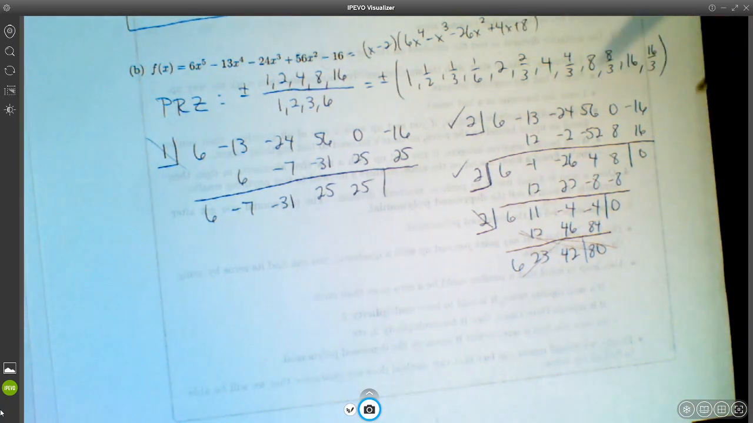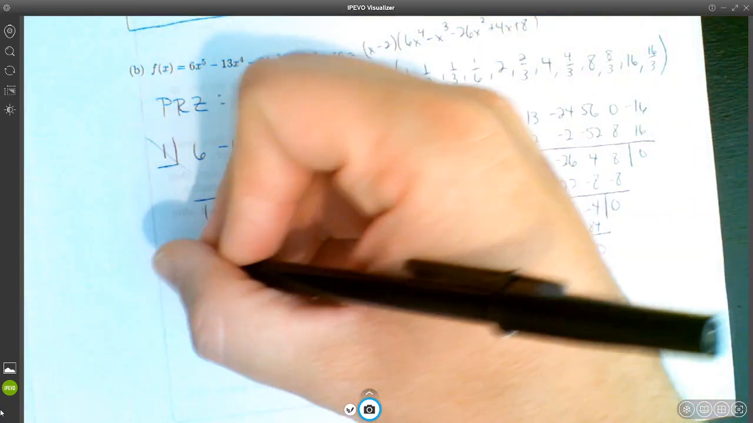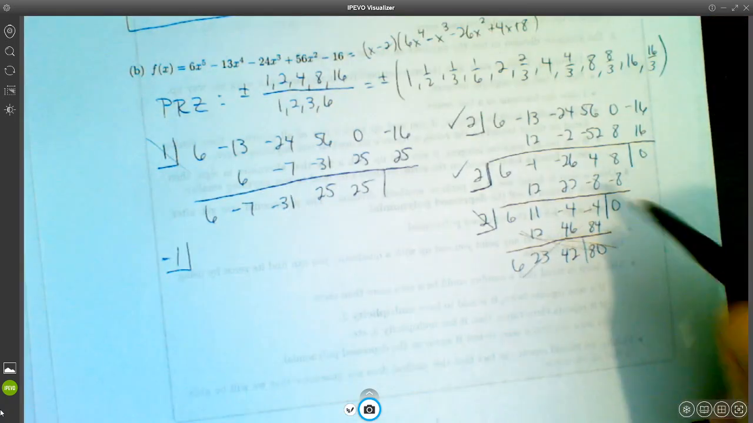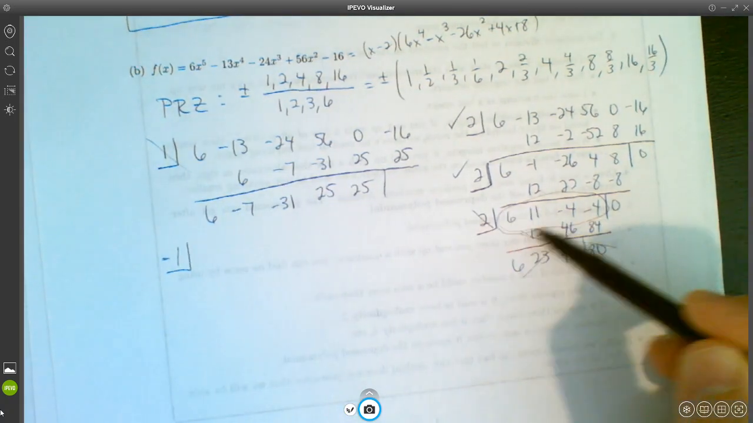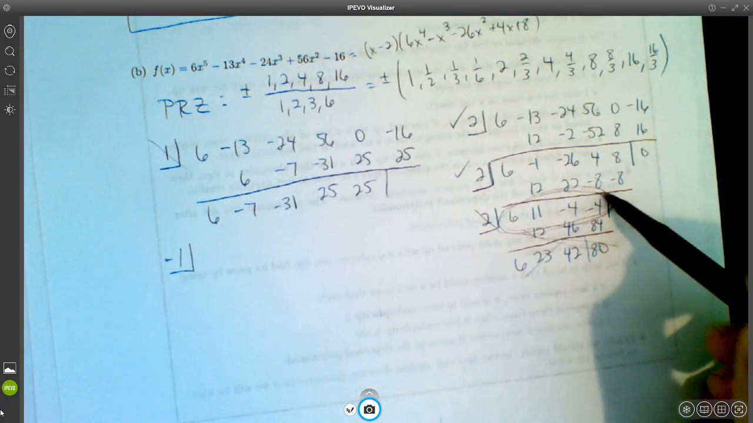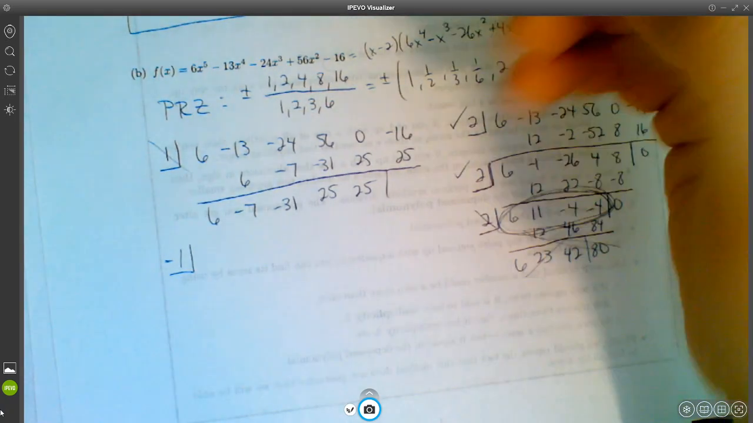So maybe I'll start testing some negative numbers. Maybe I'll test -1 and see what I get. -1. I'm gonna do -1 on this polynomial right here. This is what I've whittled it down to so far. So let's test it on this one.